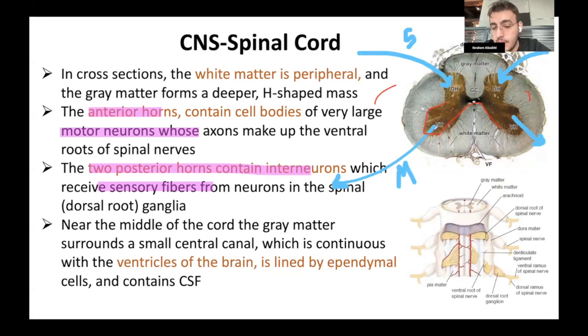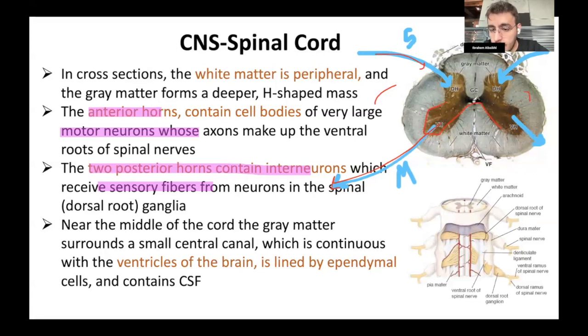And the gray matter in the spinal cord can be divided into the ventral horn and the dorsal horn. So the ventral horn is responsible for carrying motor signals from the brain to the peripheral nervous tissue. So the signal is usually going towards the periphery, and then your dorsal horn carries sensory signals towards the brain. So any touch, sensation, vibration, pain is carried through the dorsal horn.